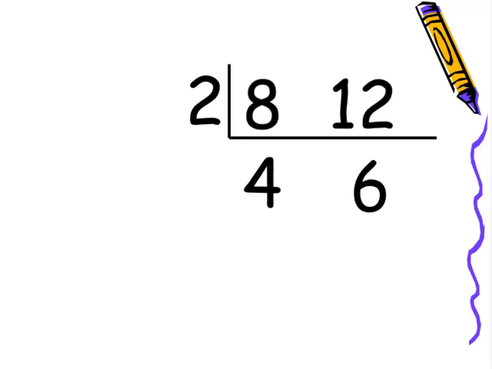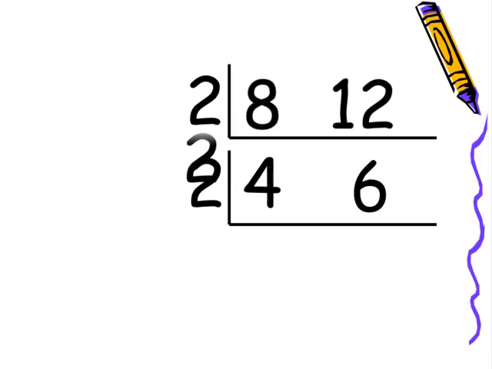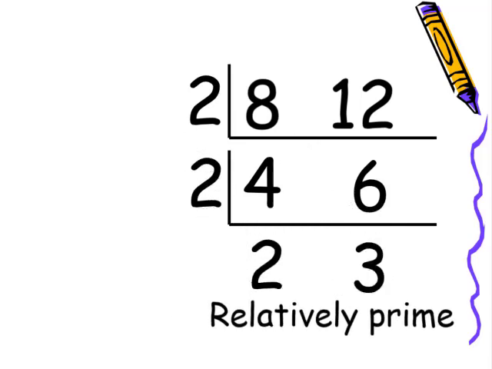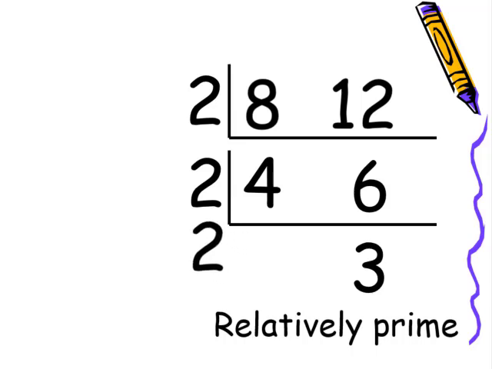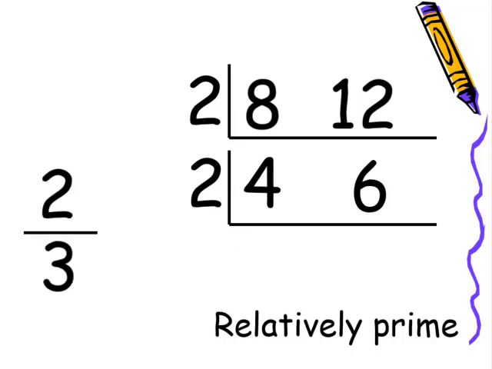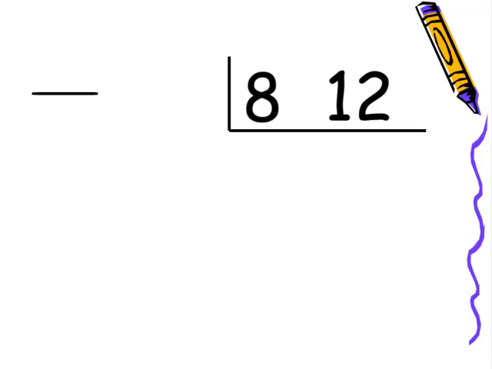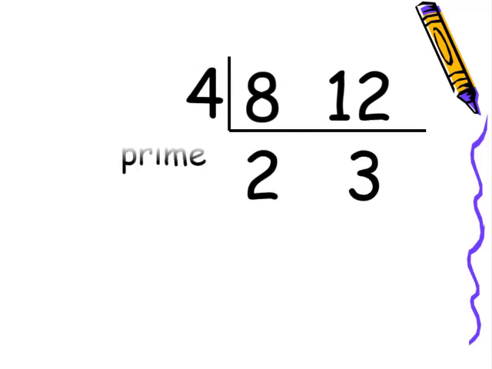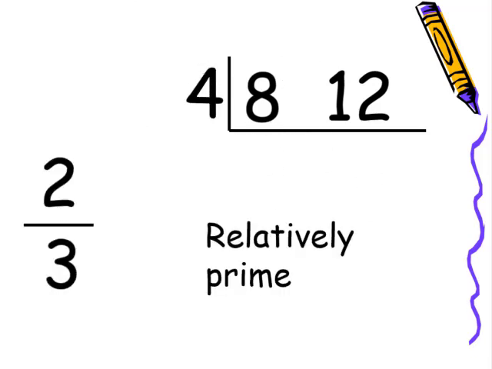Does 4 and 6 have a common factor? And yes, that would be 2. 4 divided by 2 is 2, and 6 divided by 2 is 3. Now 2 and 3 are relatively prime, and our reduced fraction is 2/3. Another way we could have done the same exact problem was simply to factor out the 4 first. And now we have our 2/3.